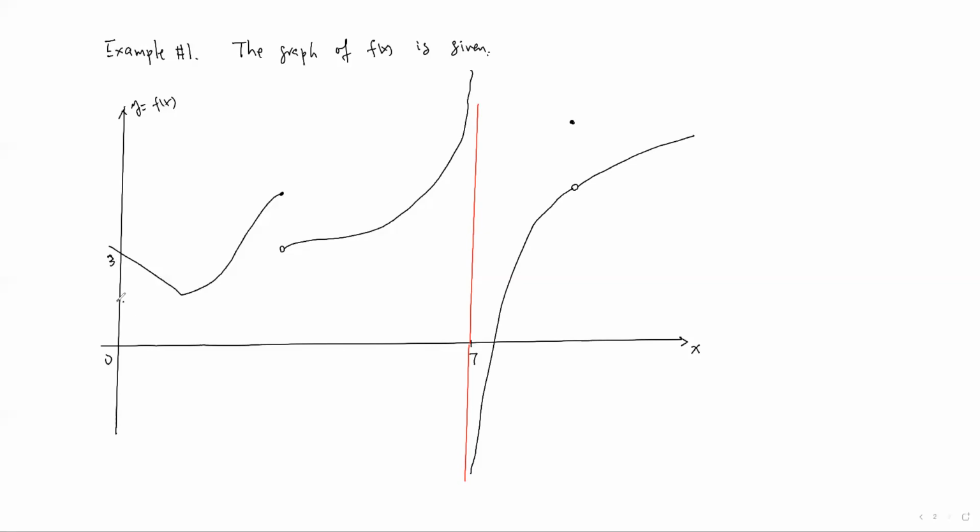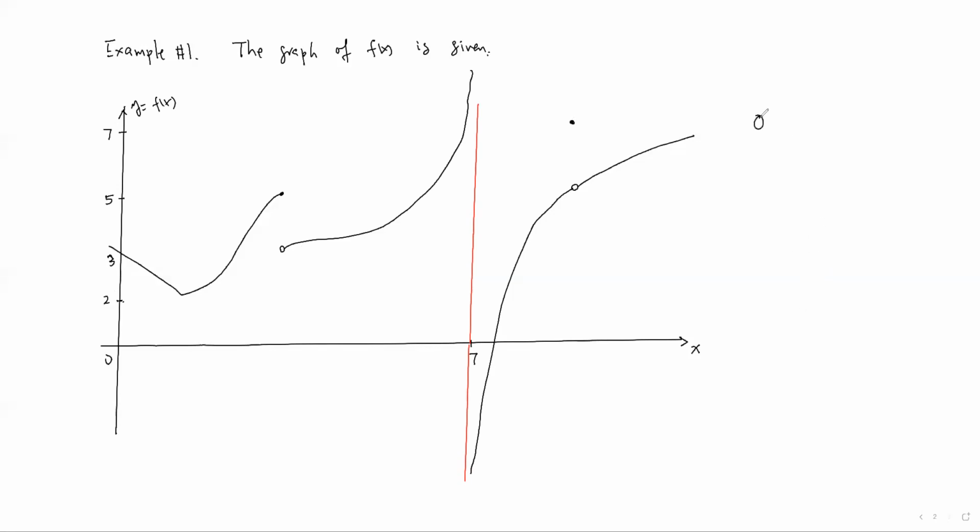And there is a corner here. This corner, the height is 2. Then this point is 5. How about this solid dot? This solid dot is 7. Okay, this is the graph of some function f.